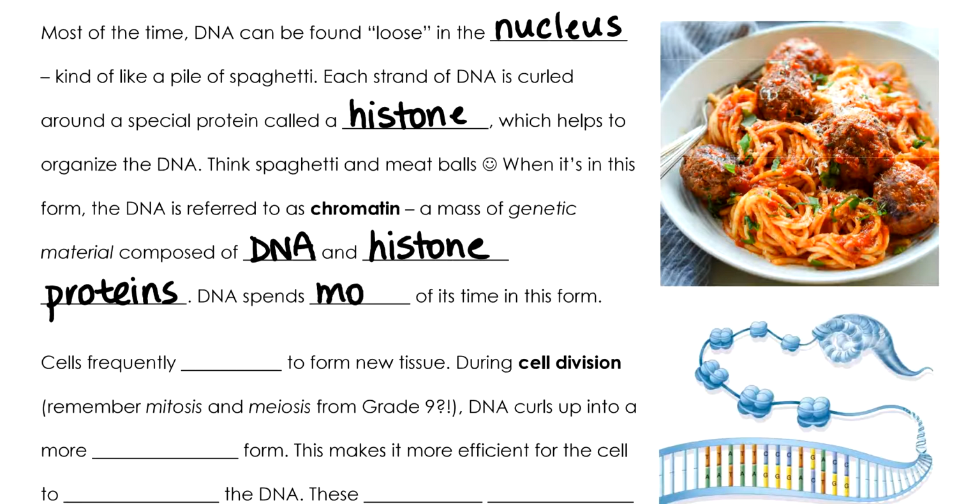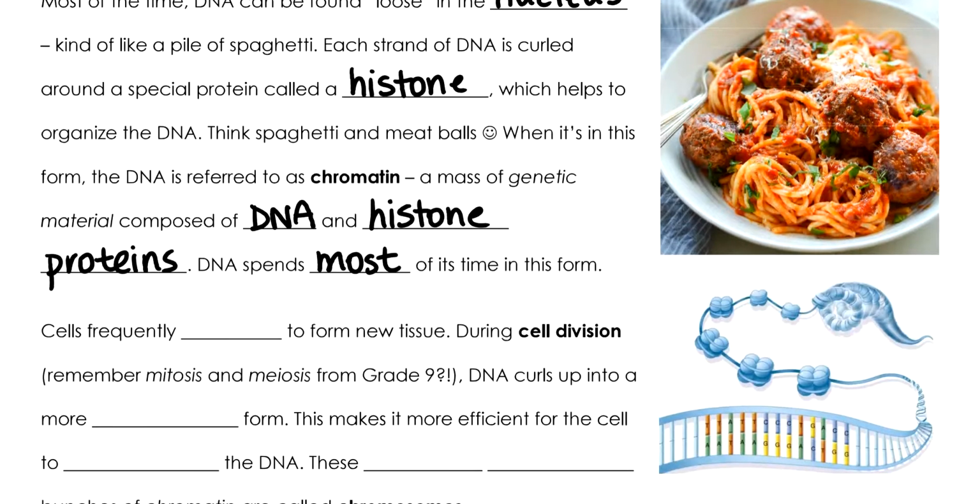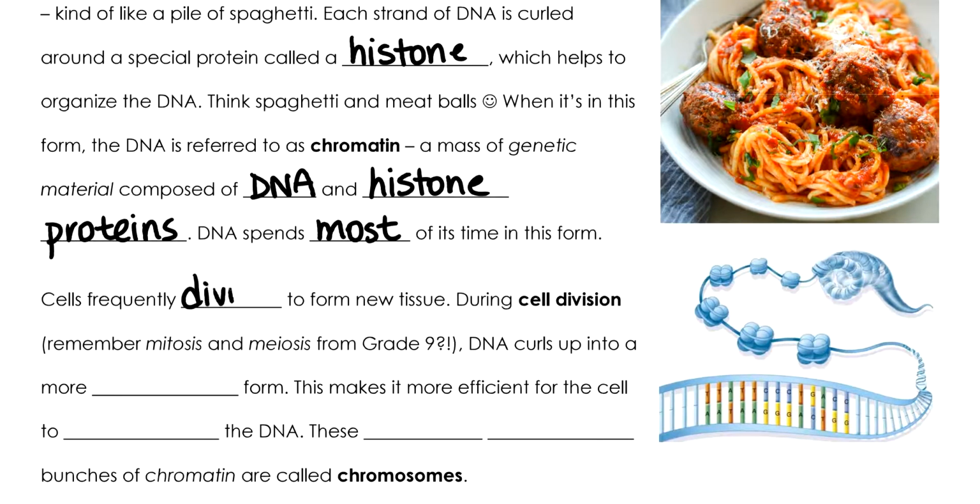DNA spends most of its time in this form. The only time when DNA is not in the form of chromatin is when it's in the form of a chromosome. Cells frequently divide to form new tissue. During cell division, like we learned about last year, the DNA curls up into a more compact form. This makes it more efficient for the cell to segregate the DNA during cell division, which means give one set to one new cell and another set to the other new cell.